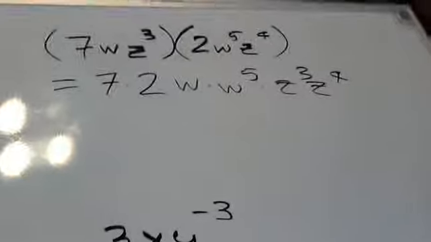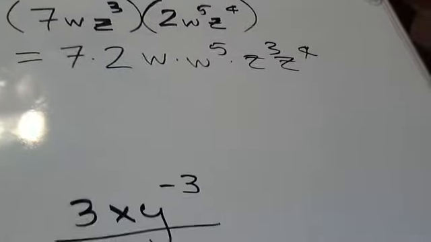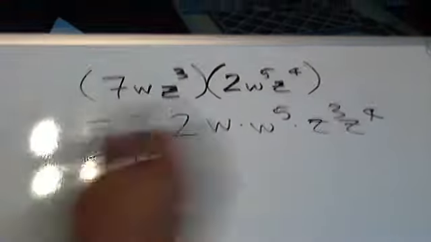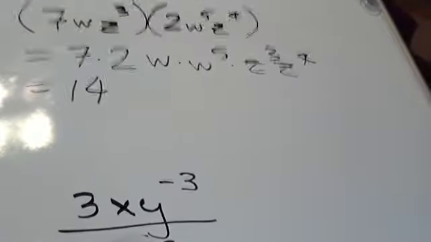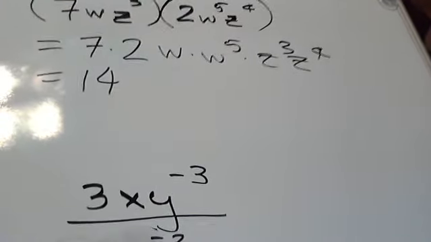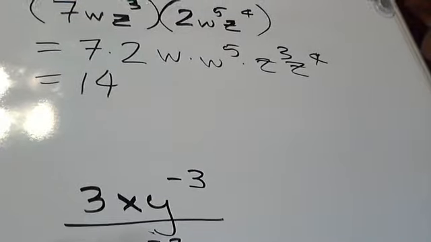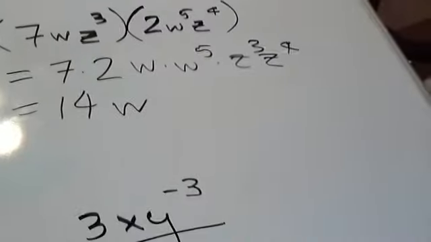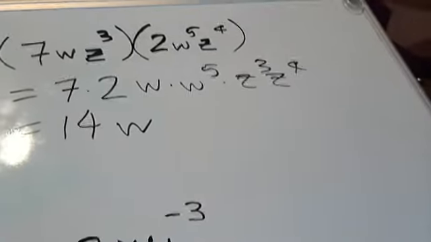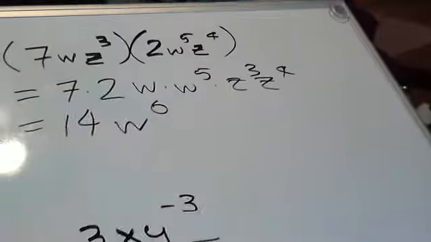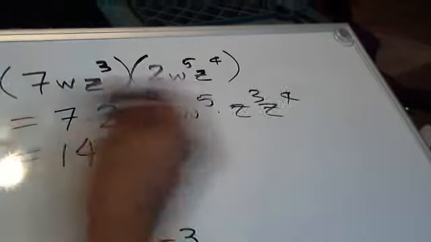And what will happen, well, 7 times 2, that's business as usual. 7 times 2 is 14. This might be the new and interesting part, how to multiply W by W to the fifth. Well, that W has an exponent of 1. Whenever we're multiplying exponential terms having the same base, keep the base, so we're going to keep that W, and then we'll add the exponents. So here, this is 1, this is 5, 1 plus 5, this will be a W to the sixth.